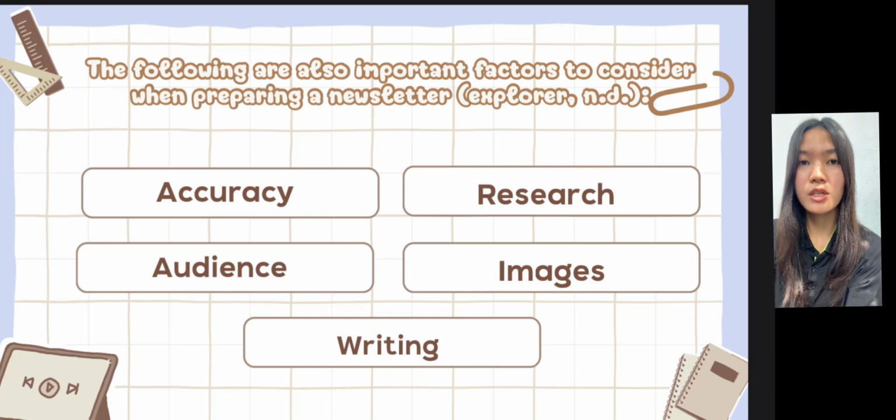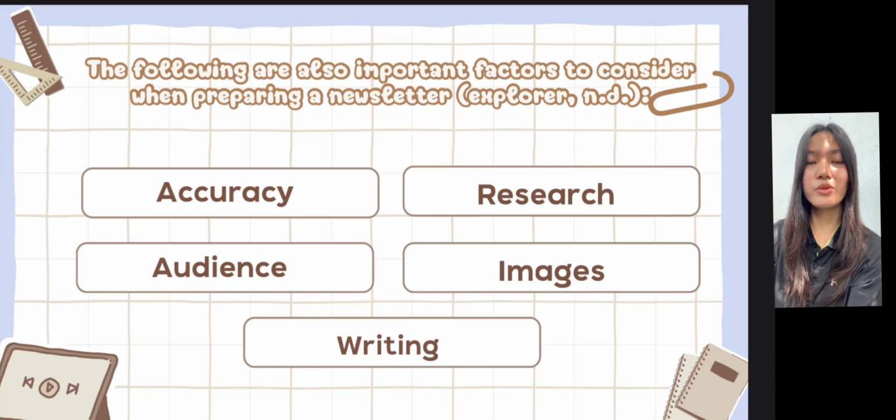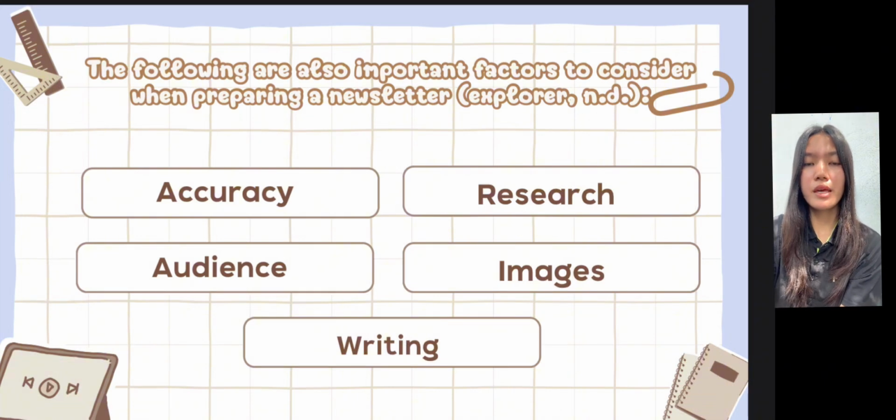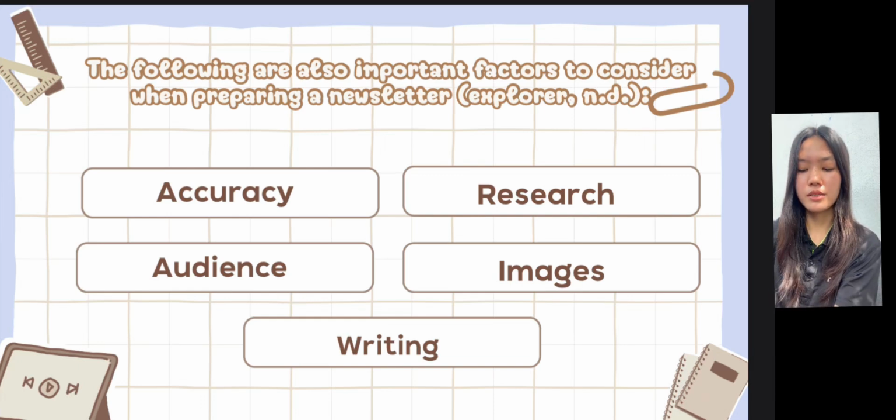Next is research. Syempre, dapat tayo maghanap ng good facts and information before writing. Dapat mag-research tayo about sa topic na ito para syempre dapat tama yung ma-provide natin sa newsletter. Next is images. So we can use pictures to make it more interesting. And lastly, writing. So dapat clear and understandable or correct yung mga isusulat natin sa newsletter.